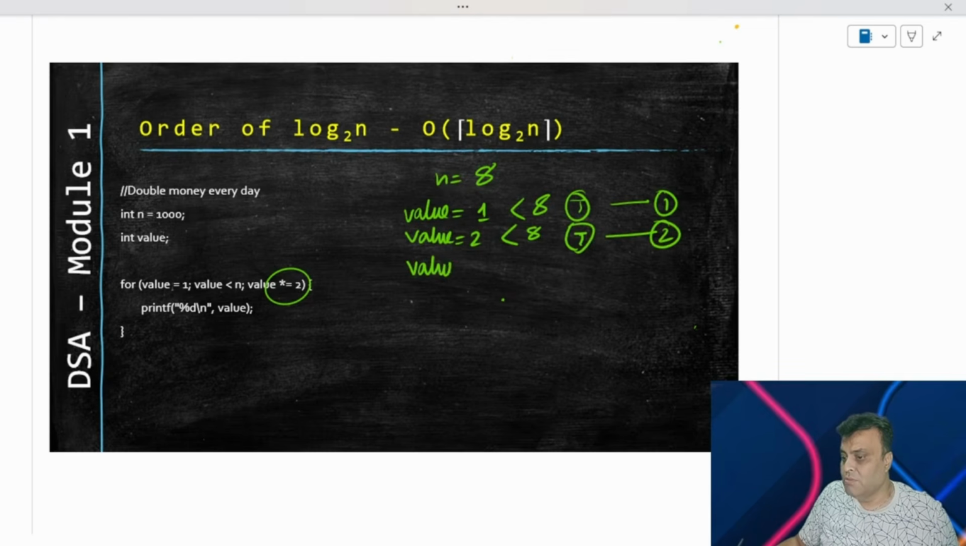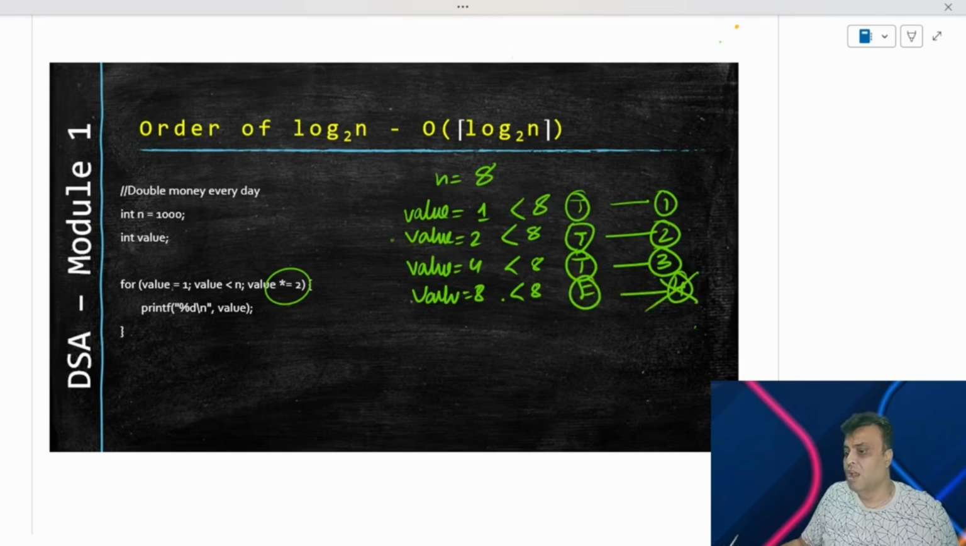Next time the value will become 4, and this is less than 8. This is also true, and this will make it run the third time. Next time the value will become 8. 8 less than 8 is false, and this therefore will not run the fourth time. How many times have we run this? We have run this 3 times.